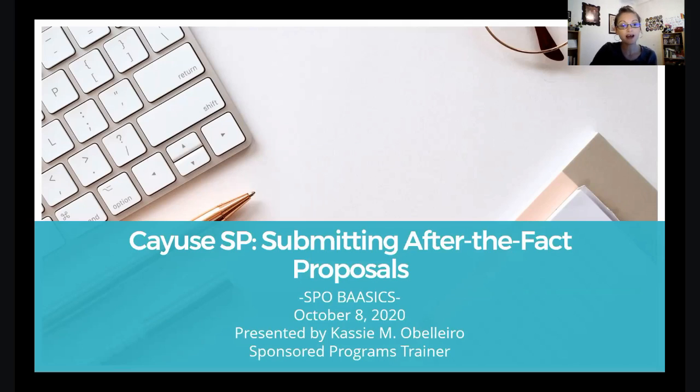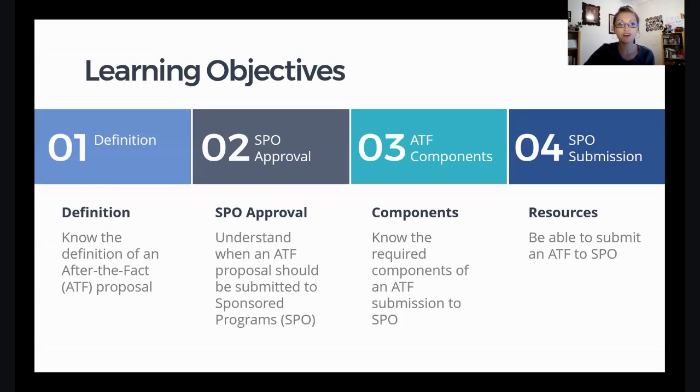The first thing that I want to do before we get too far into class is to talk about what our learning objectives for the day are. What I hope that you're going to get out of this morning is that you're going to know the definition of what an after the fact proposal is, or what we refer to as ATFs in sponsored programs. I also hope that you'll understand when an ATF proposal should be submitted to our office for review and approval, and also that you'll know when you're submitting that to us what components are required, and that you'll be able to submit an ATF to our office.